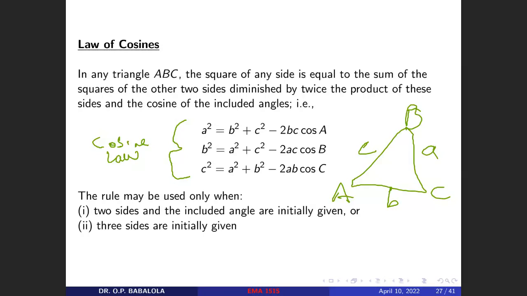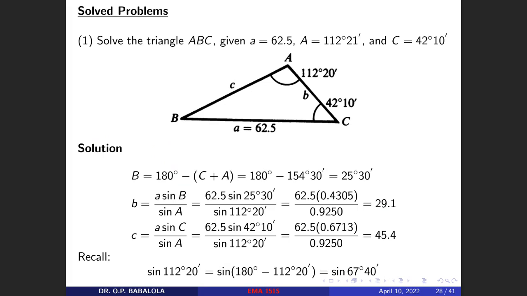We always use this when we're given two sides and the included angle. Remember, for sine, you will not be given the included angle. But for cosine, you will be given the included angle and two sides. Also, when you're given three sides and you're not given the angle, you can use the law of cosine. All right, we'll see examples now.